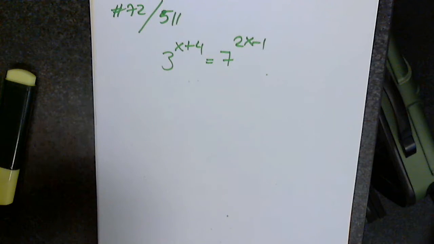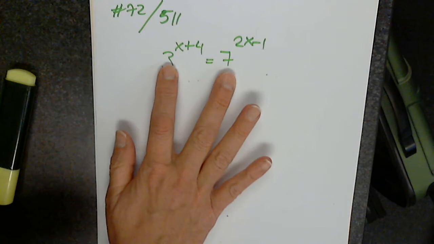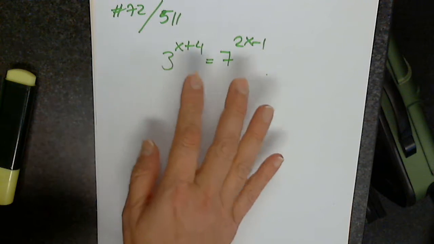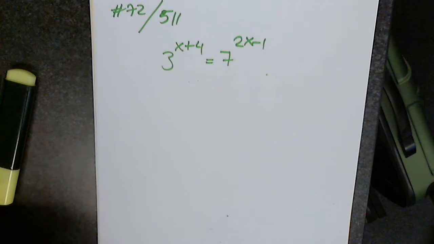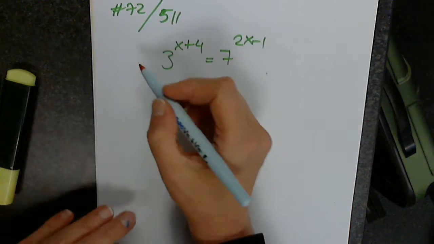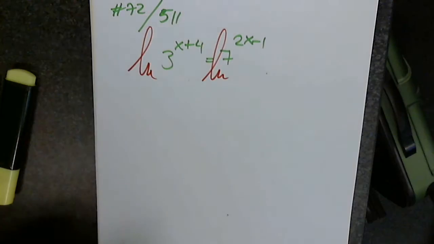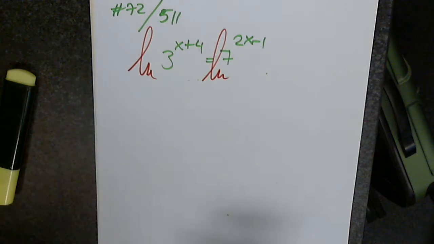x plus 4 equals 2x minus 1. I cannot, because they are not the same base. I can't, because 3 and 7 cannot be presented with the same base. You can use natural log, yes. Natural log to both sides. And now I have to be very careful what I write and how I write it.